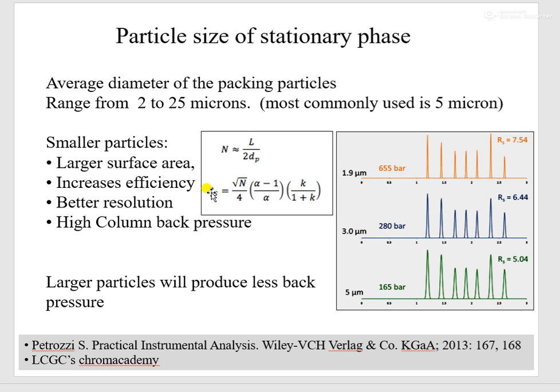But as small particles form a compact mass in the column, they produce high column back pressure. Large particles will produce less column back pressure. You can see here the effect of particle size on resolution and pressure. With 1.9 micron particle size, the resolution is 7.54 and the pressure is 655 bar. As the particle size increases, the pressure decreases, and you can see that the resolution also decreases. So with small particle size, the resolution will be better, but the column back pressure will be high.